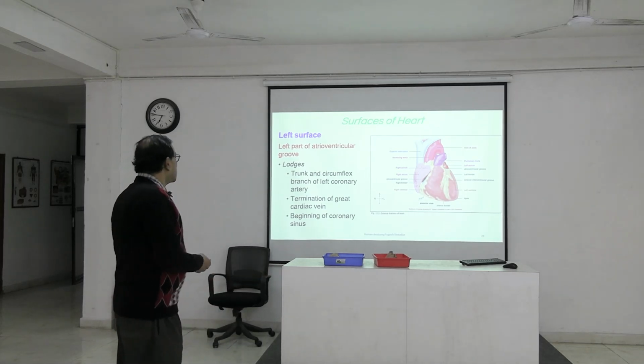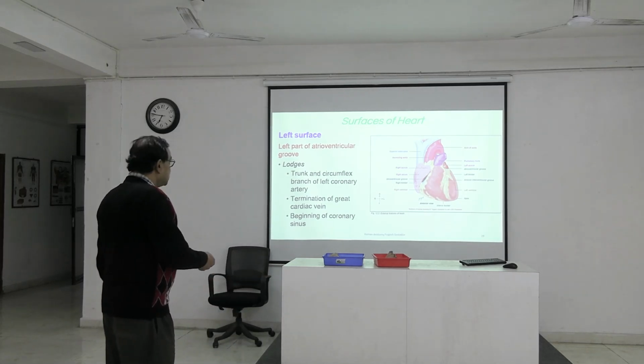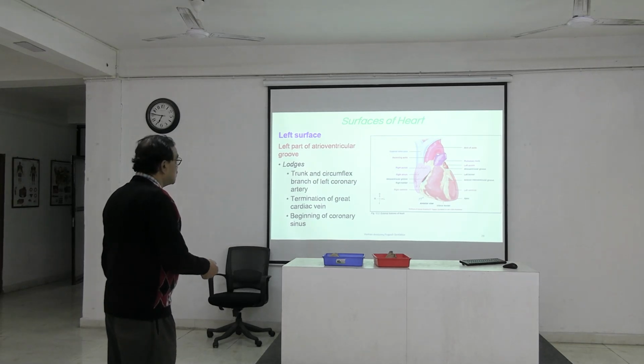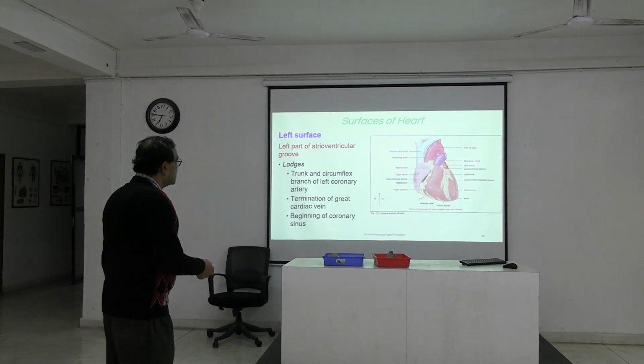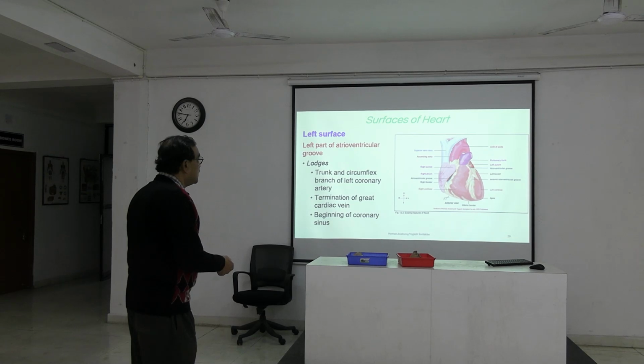Then the left surface, we can see, is contributed by the left ventricle and also by the auricle. Here on the left surface there is a groove, between the left auricle and the left border of the heart, which lodges the left circumflex artery, the circumflex branch of the left coronary artery. And this is the anterior interventricular groove, where we get another branch, which is called the anterior interventricular branch of the left coronary artery.